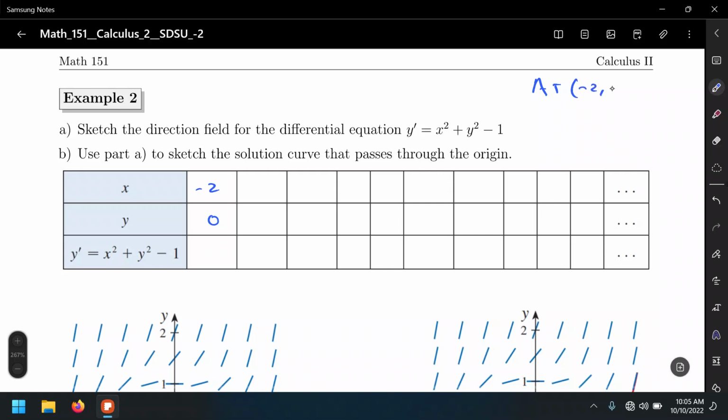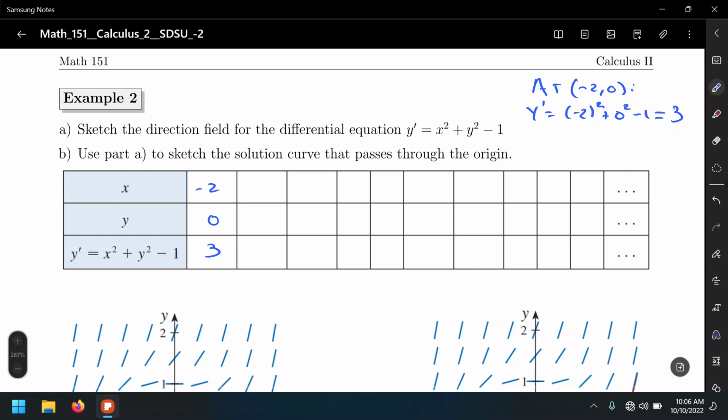At (-2, 0), what we have to do is plug in the corresponding values where they correspond in the equation. So y prime equals (-2) squared plus 0 squared minus 1, which is 3. That means the slope is 3. And of course we can do this for other points.